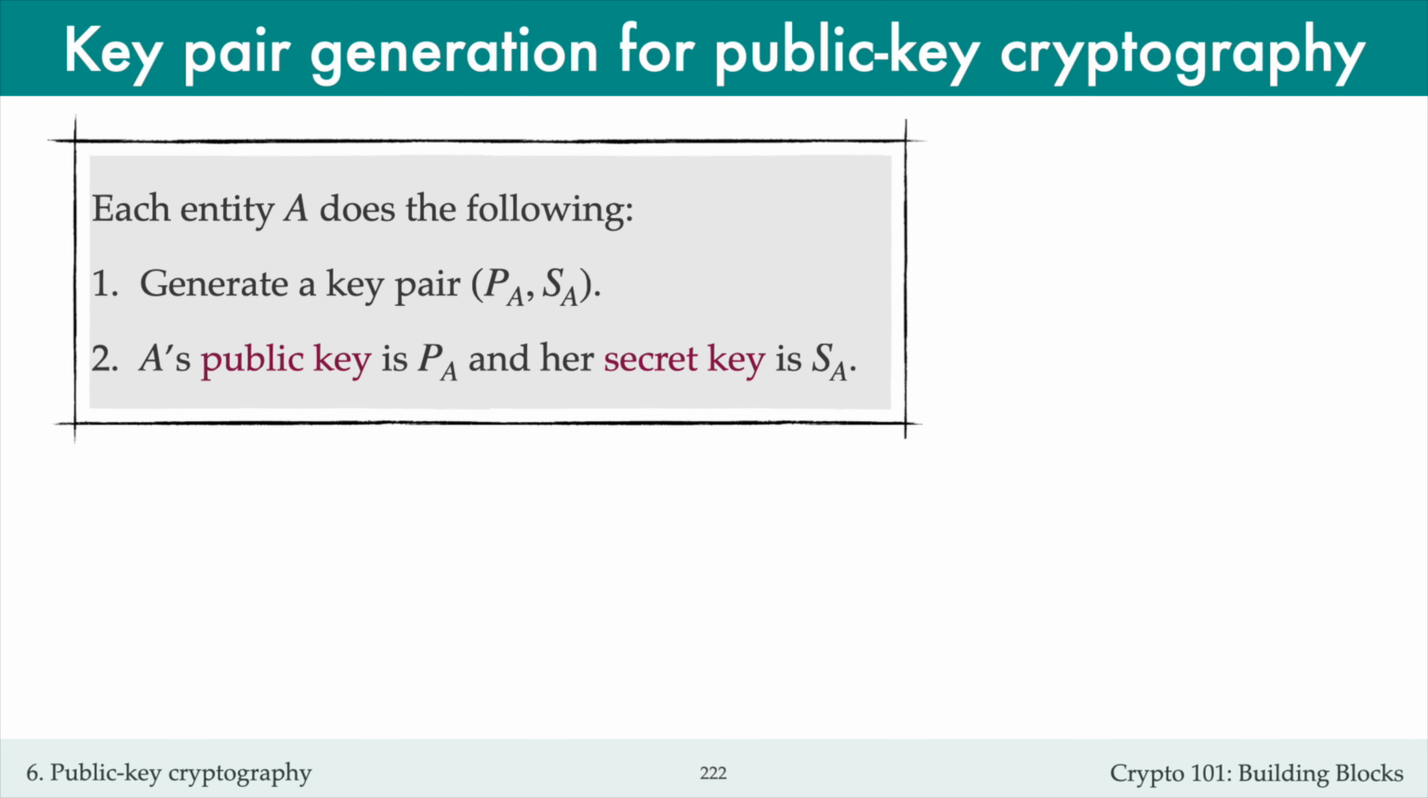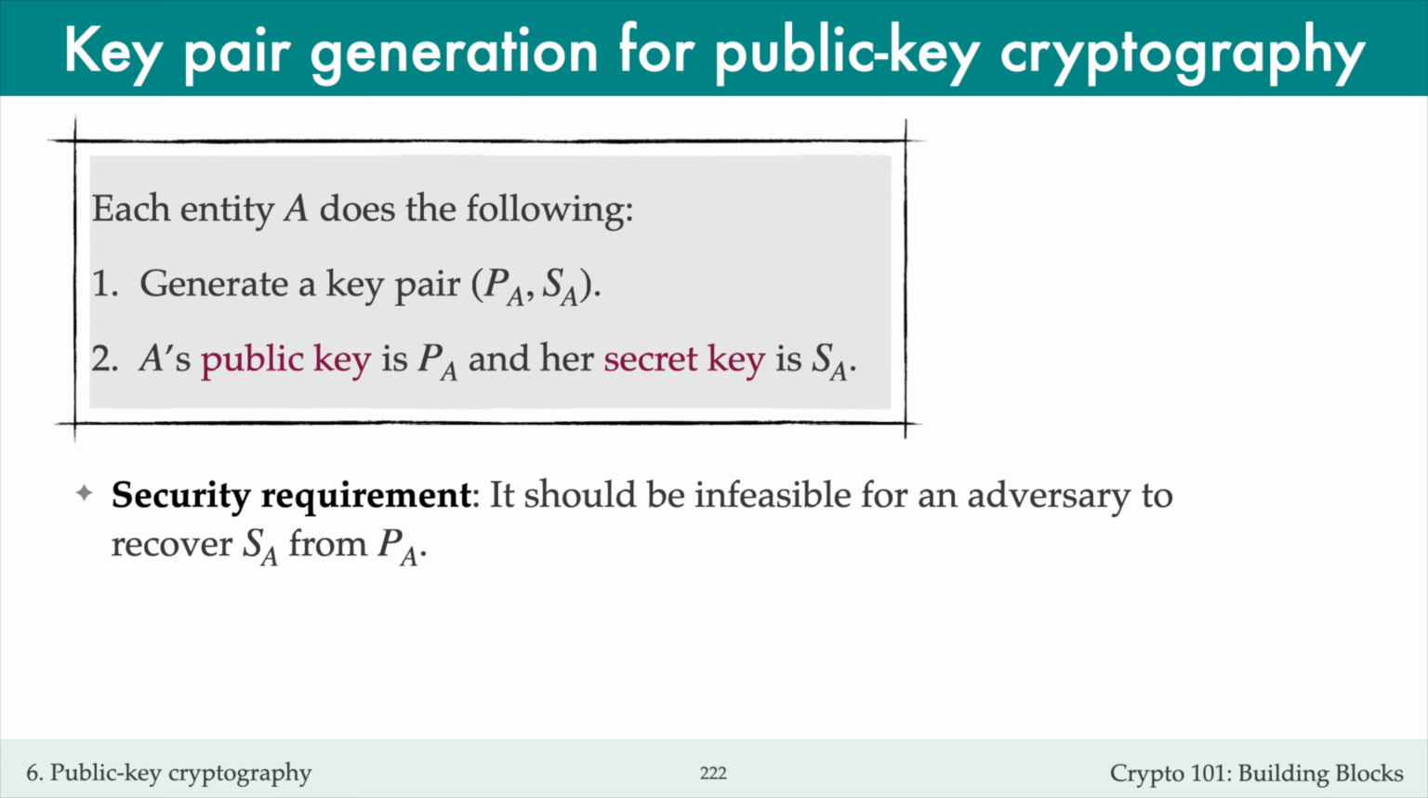Let's take a look at some of the details of public key cryptography, but still at a very high level. I'll present the frameworks in this lecture, and we'll give concrete examples in chapters 7 and 8. In public key cryptography, there is a key pair generation stage. Each entity, Alice, generates a key pair, PA-SA, where SA is Alice's secret key and PA is her public key.